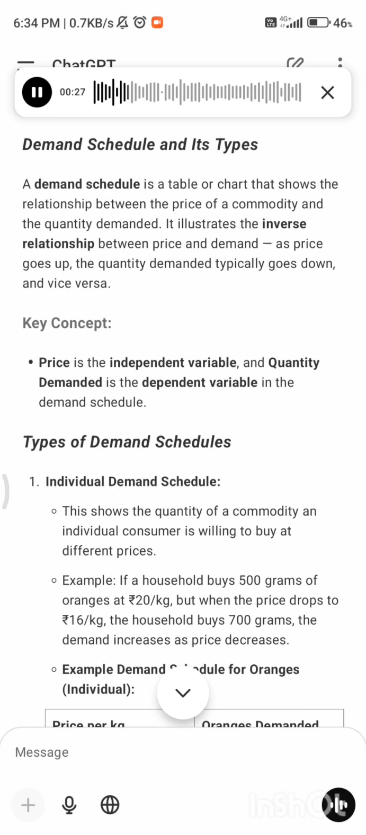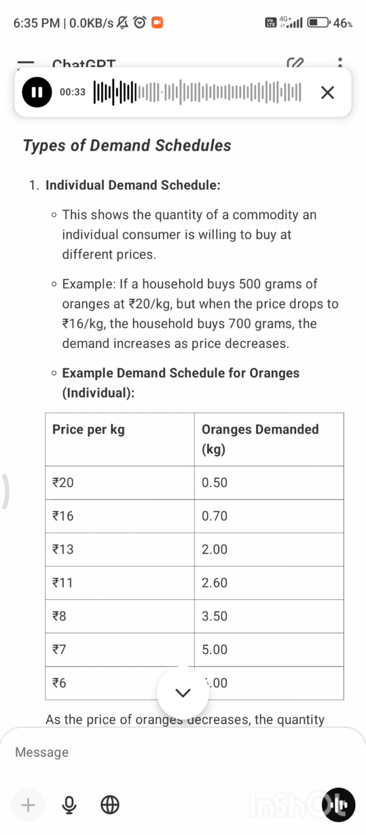Types of demand schedules. 1. Individual demand schedule. This shows the quantity of a commodity an individual consumer is willing to buy at different prices. Example: if a household buys 500 grams of oranges at 20 per kilogram, but when the price drops to 16 per kilogram, the household buys 700 grams. The demand increases as price decreases.